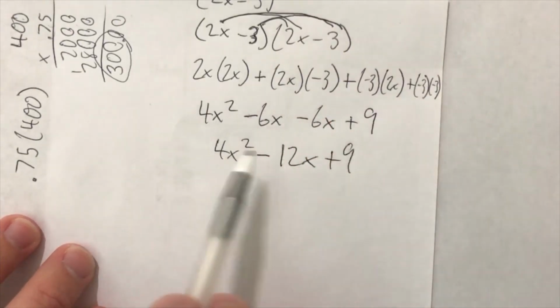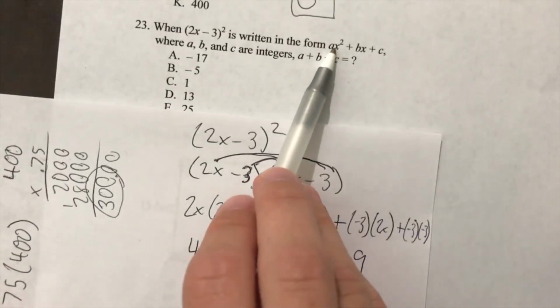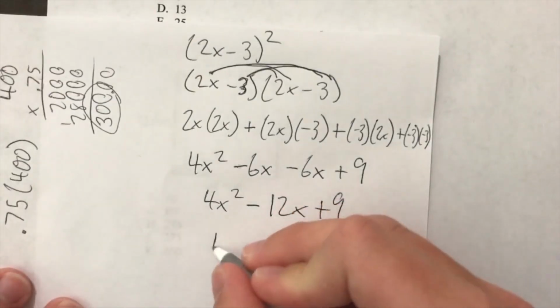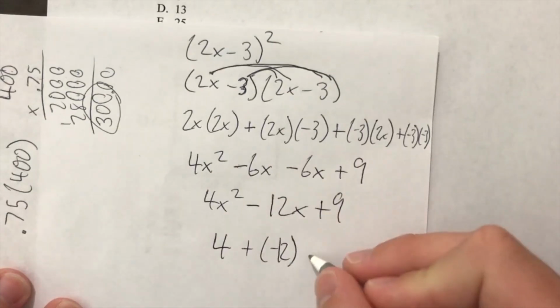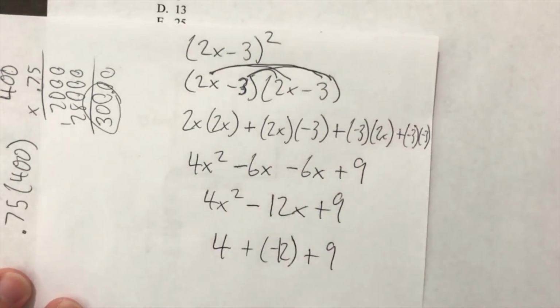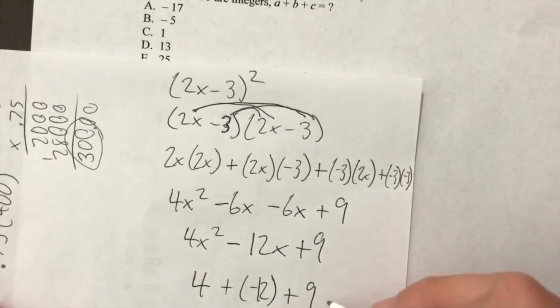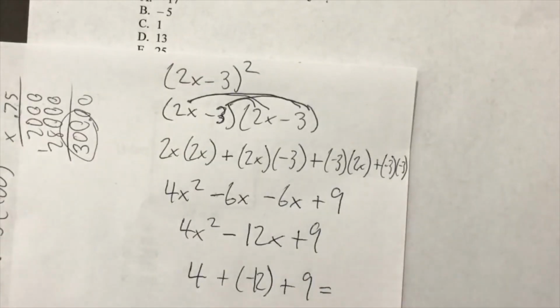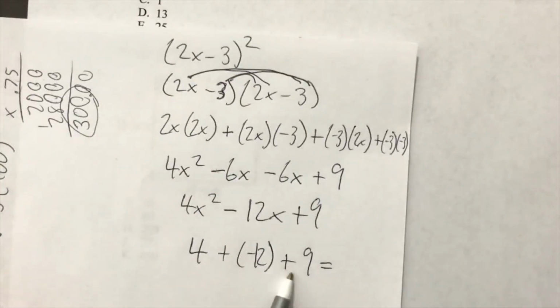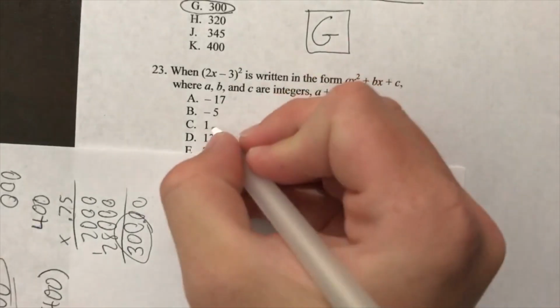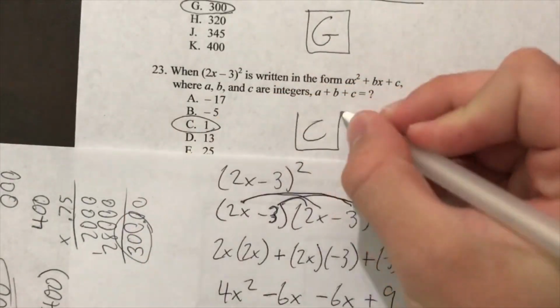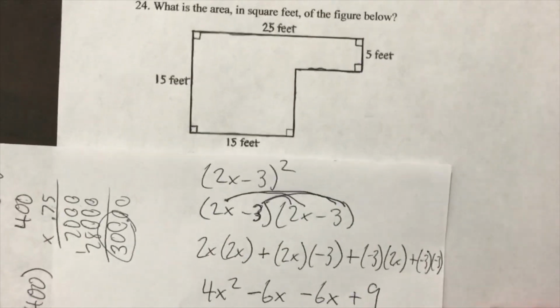So now we have our form that we were looking for in the question, ax squared plus bx plus c, right? So that's 4 plus a negative 12, and then plus a 9, right? A plus b plus c. And that's going to equal, let's see, 4 plus 9 is 13. 13 minus 12 is going to be 1. That is C. Let's see, is the correct answer there.